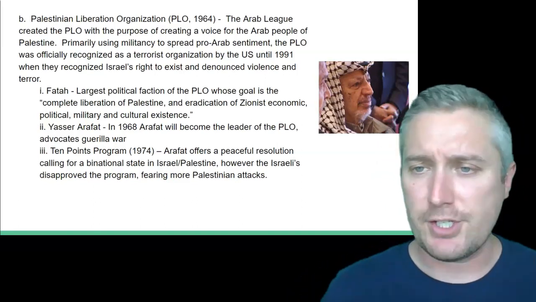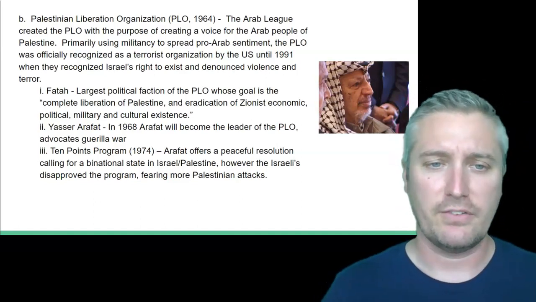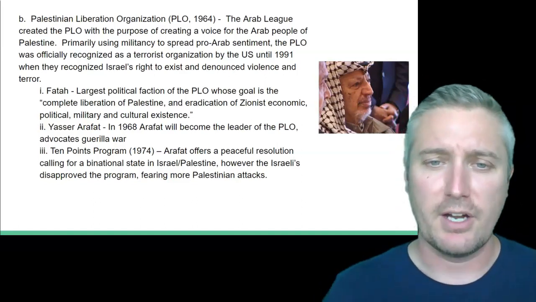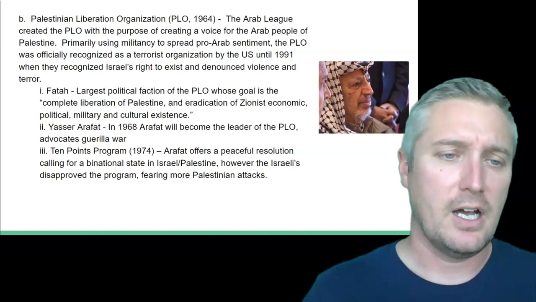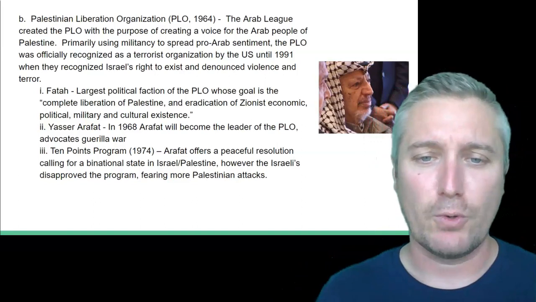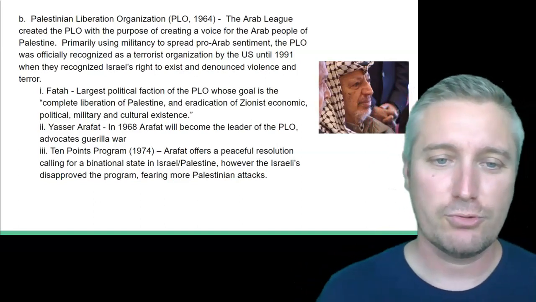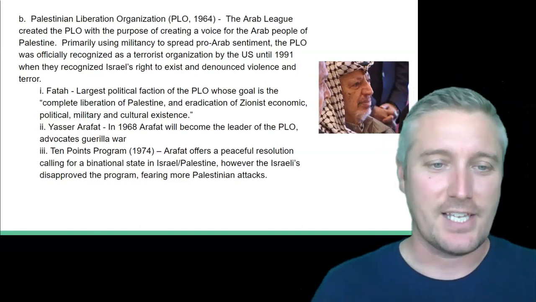And even some of their splintering off groups, the Fatah is going to be an example of one of those. You can see there the Fatah, which still exists. Their goal is the complete liberation of Palestine and the eradication of Zionist economic, political, military, and cultural existence. Yikes, that says a lot there.